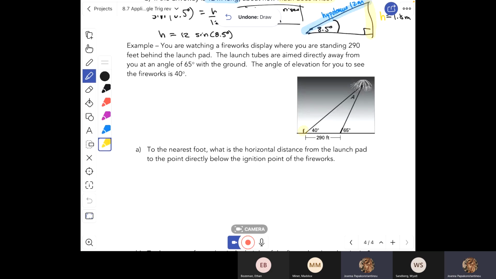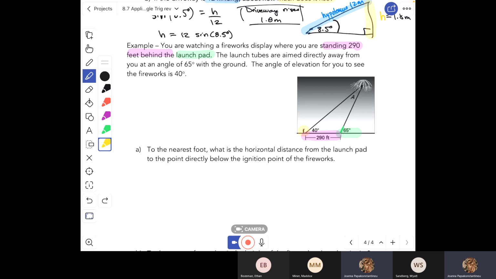You're down there, and you're watching a fireworks display where you are standing 290 feet behind the launch pad. Okay, so here is the launch pad. There's my little launch pad. You see the little fireworks being launched up in the air? You are 290 feet behind the launch pad. The launch tubes are aimed directly away from you, right? We said they're aimed at an angle of 65 degrees.